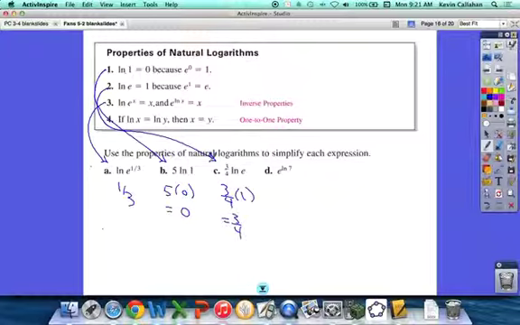And how about the last one? e to the ln of 7. Which property is it? It's the second part of the third property, right? Again, this is the composition, just switching the order. So e to the ln of x equals x. e to the ln of 7 equals 7. That's this one right here.